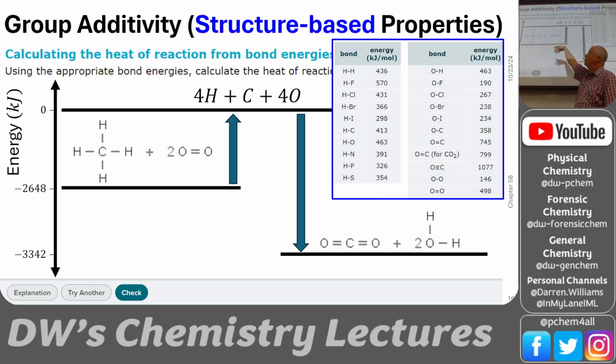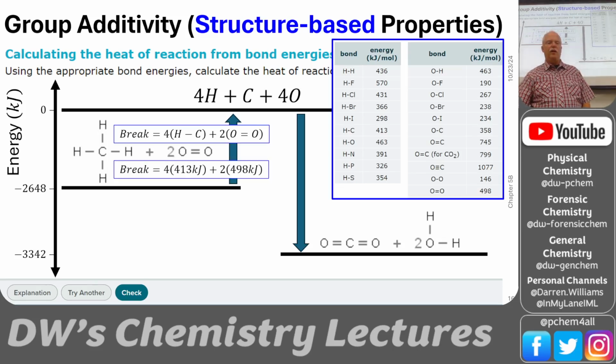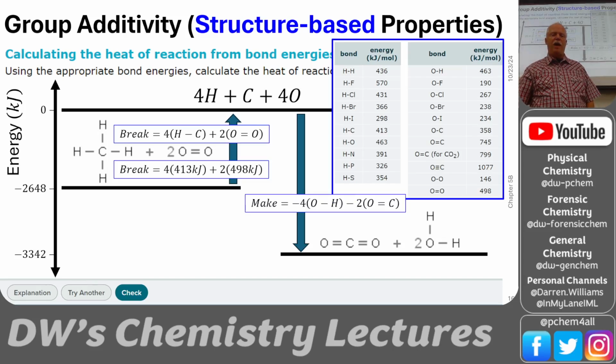So I've got to break 4 CH bonds, and I've got to break a couple of oxygen bonds. So see, I'm breaking those. I'm going uphill in those values. So I've got 4 CHs, which is 413 kilojoules, and 2 oxygen double bonds, which is 498 apiece. And so that's going to go up, and then I'm going to come down and make those. I'm going to make 4 OH bonds because that's the 2 waters. And so we're showing you the structure so that you know which bonds to look up. Let's find them in the table.